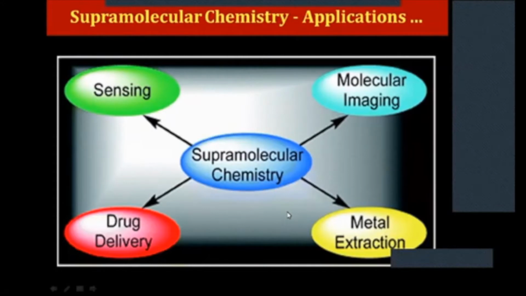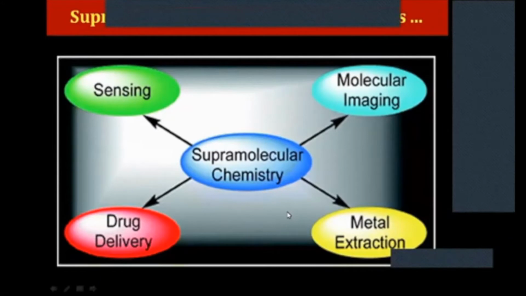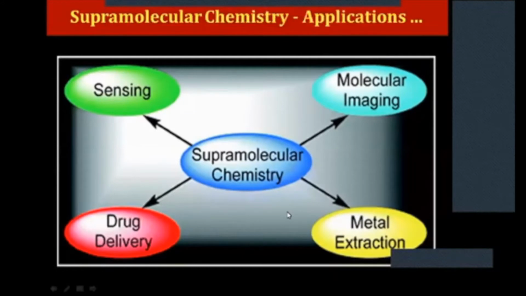Similarly, for metal extraction from ores, there are particular receptors for particular cations. For example, if you want to take iron from an ore, you put a supramolecule there which captures only iron, leaving behind the others. So it is easy to take iron from that; this is metal extraction. Then the drug delivery system, a targeted drug delivery system.